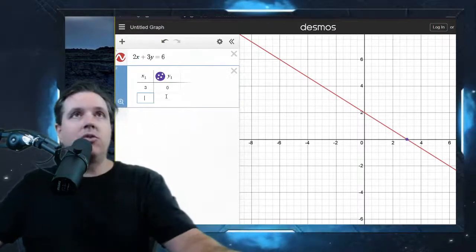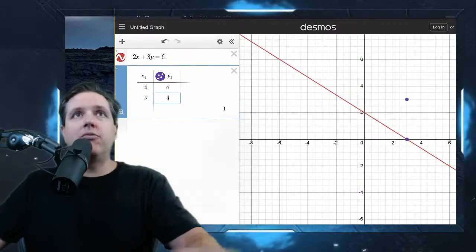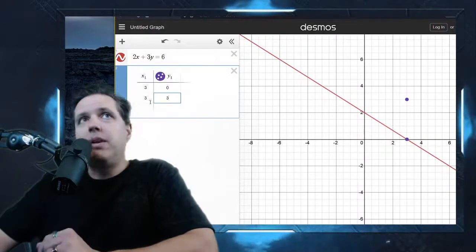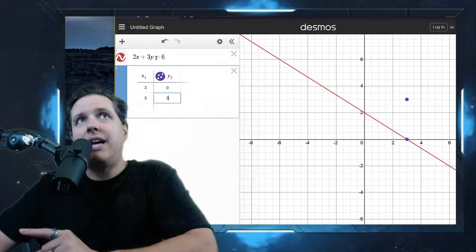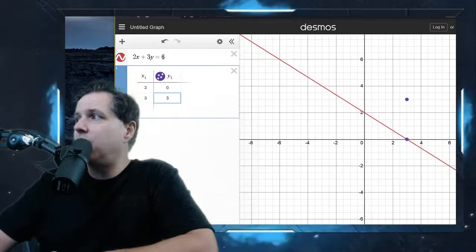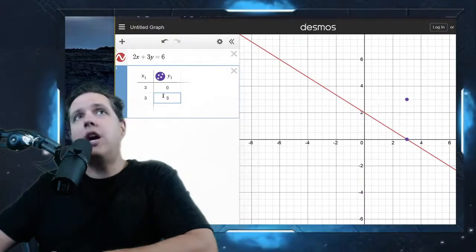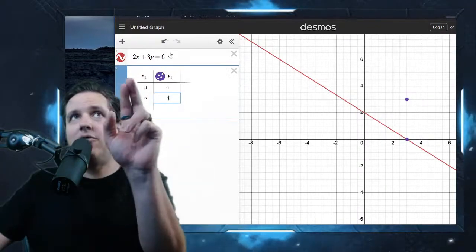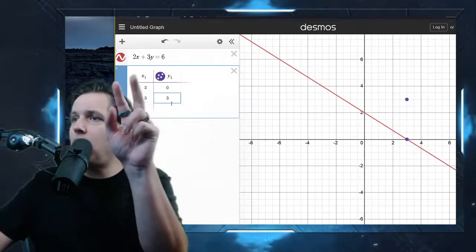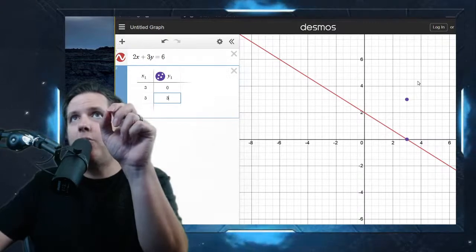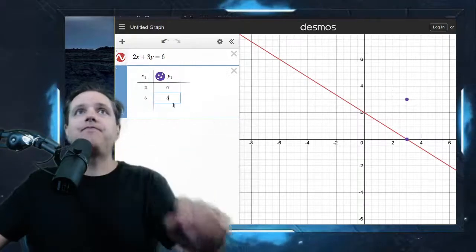What if I try something that doesn't work? What if I go 3, oh, oops, that's not a 3, is it? 3 and 3. That doesn't work, right? Because notice that if I plug that 3 in for x and 3 in for y, I get 6 plus 9 equals 6. No, that's not true. And notice how the point does not lie on our line, right? So combinations of x's and y's that fit this equation are points on the line. Combinations of x's and y's that don't fit this equation are points off the line. They are not on the line. They are separate. See how that works?